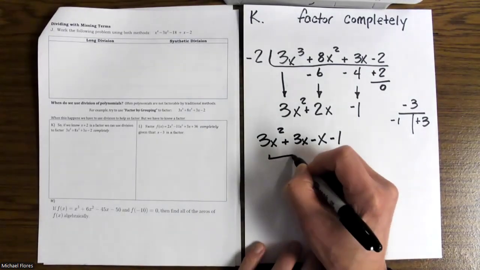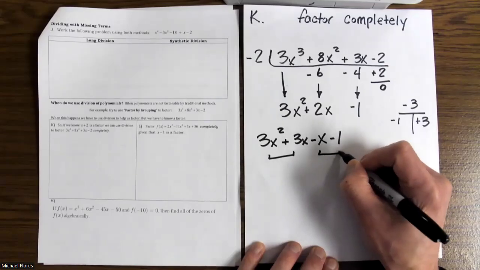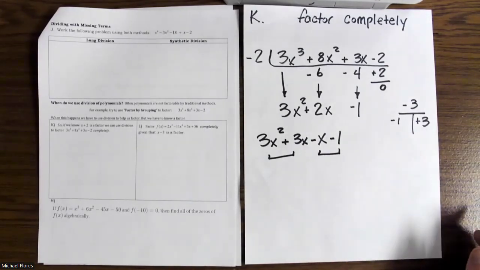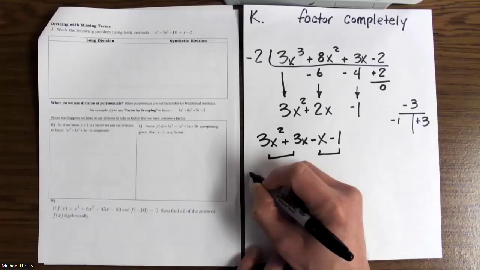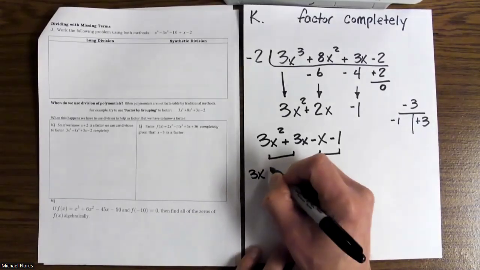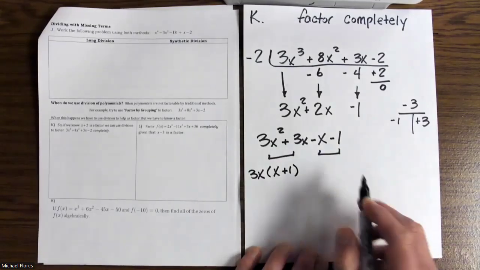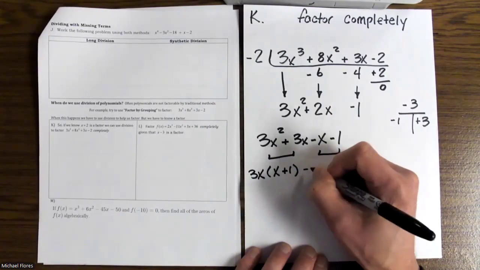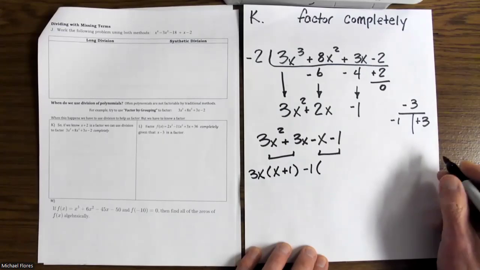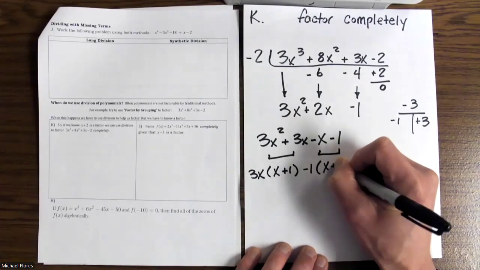Okay, here we have group 1 and group 2. Out of group 1, we can factor out a 3x, leaving us with x plus 1. Out of group 2, we can factor out a negative 1, leaving us with x plus 1.